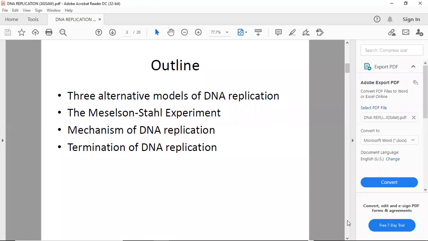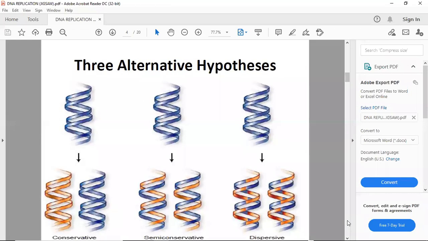So biologists at the time proposed 3 alternative hypotheses about how the old and new strands might interact during replication. So they came up with hypotheses that they thought that DNA could replicate. So the first one was conservative replication. So the first hypothesis of DNA replication is conservative, which is the one on the furthest left.